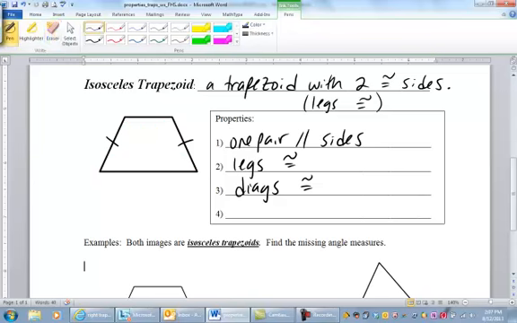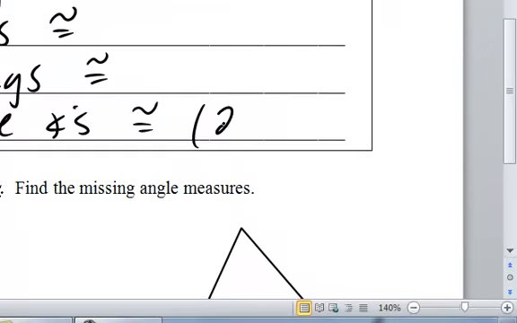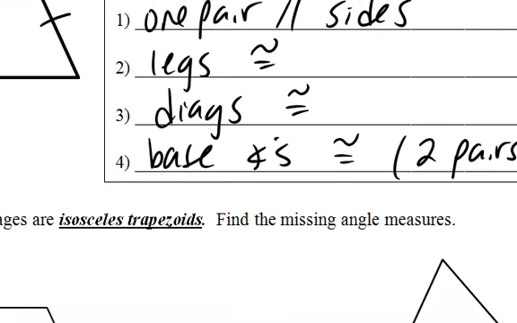The last thing is that the base angles are congruent. Just like in an isosceles triangle, you might remember that property. It's the same thing for an isosceles trapezoid. The base angles are congruent, and just keep in mind that there's two pairs of them. In a triangle, there's only one, but we have two bases in a trapezoid, therefore we have two pairs of base angles. That means that this angle equals this one, and the top two angles equal each other.